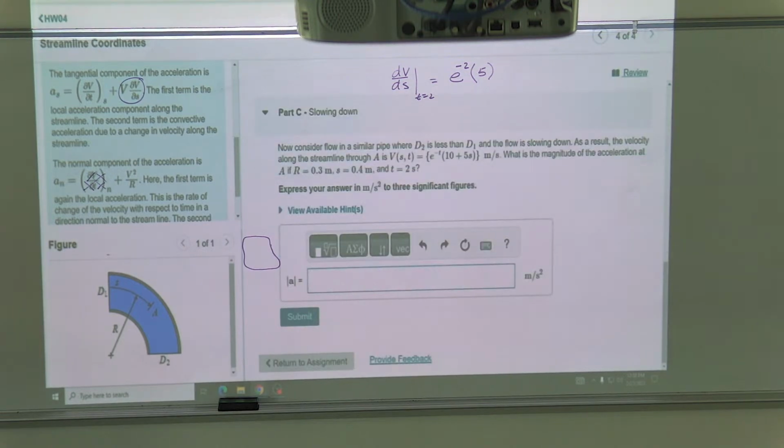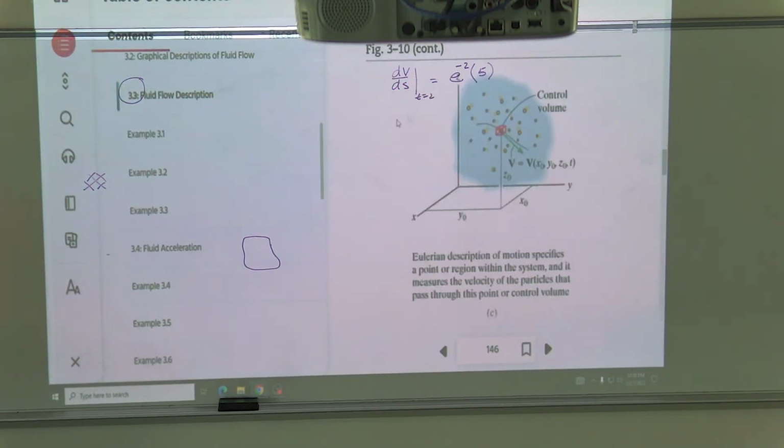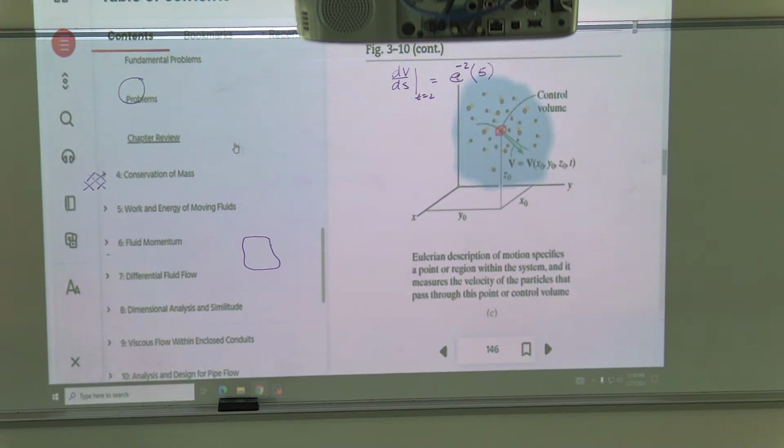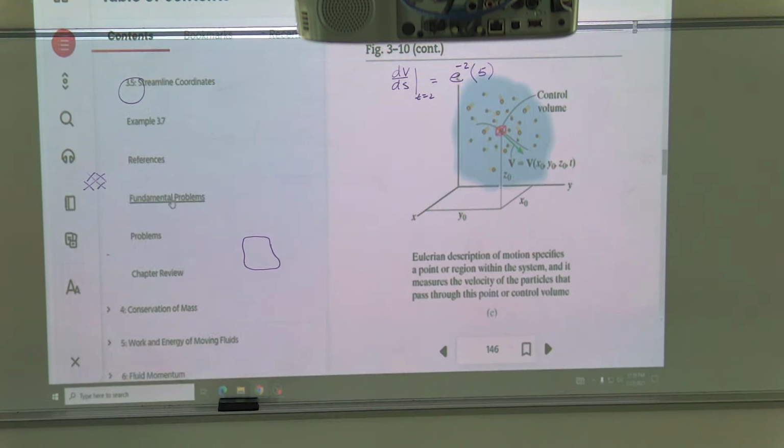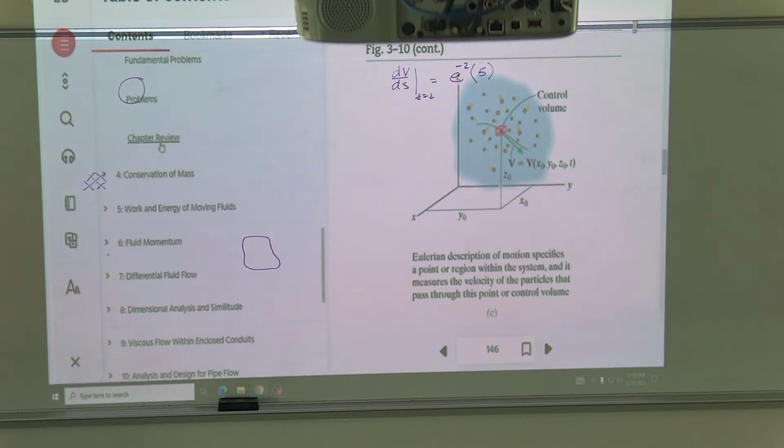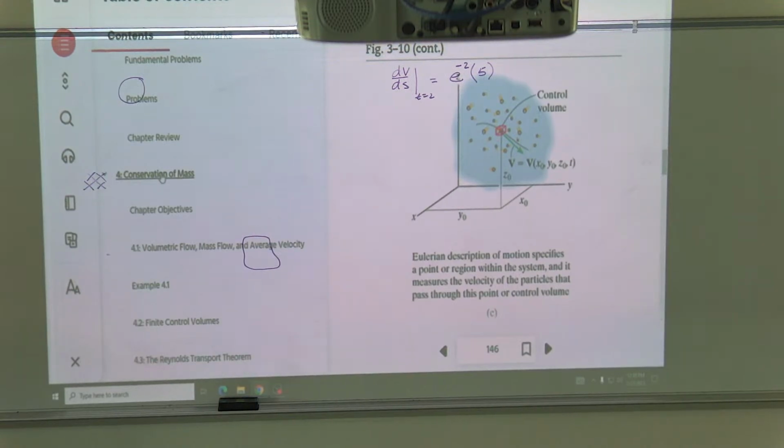And then what we'll do is the essential part is we're gonna. I just gave that problem to get you to doing some of this, and that's it. And then the next part, like next time, I'm going to start in conservation of mass.